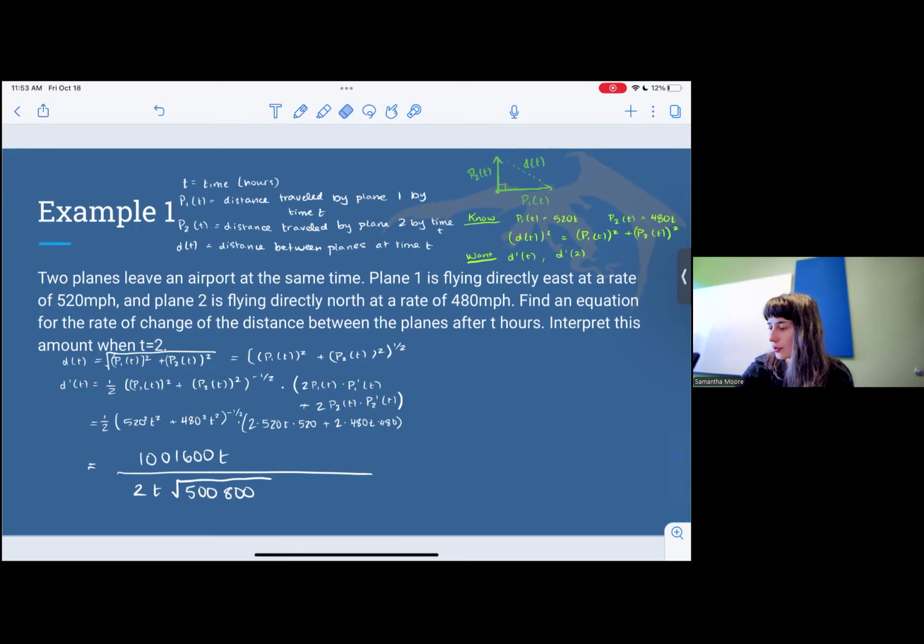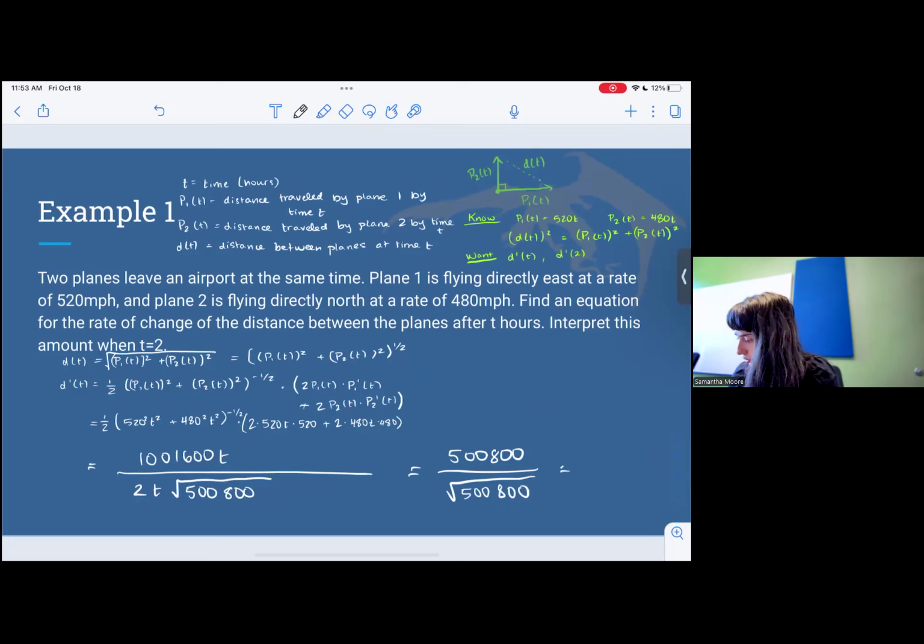which of course can actually be further simplified by recognizing that my t's divide out. And also my 1,000,000 can be divided by that too. Really I'm just getting the square root of 500,800. For any given time t, d prime of t equals that square root. Okay, cool. So that was the first thing that we wanted to know, what d prime of t equals.